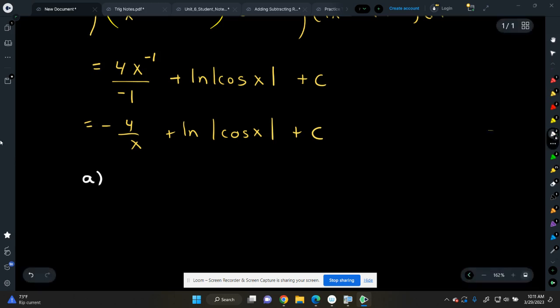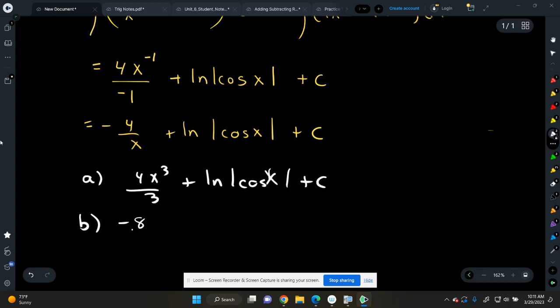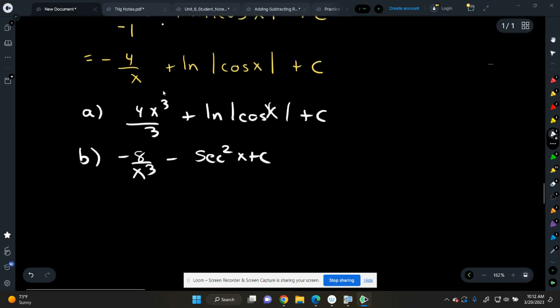Our choices were A, 4x to the third over 3 plus natural log cosine x plus c. B was negative 8 over x to the third minus secant squared x plus c. Okay, and then choice C was negative 4 over x minus secant squared x plus c.